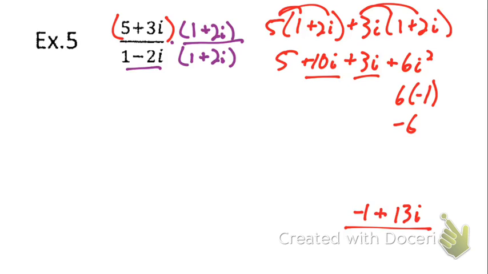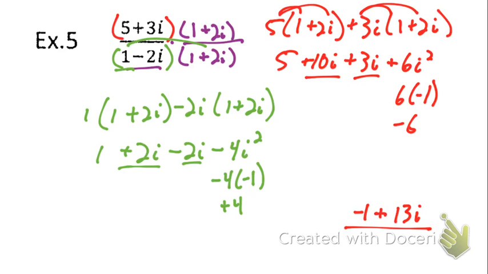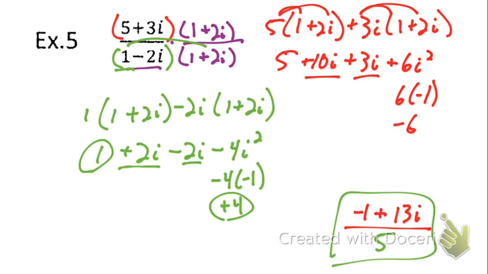My denominator is going to be in green. I'm going to have 1 times all this, 1 plus 2i. And then I'll have minus 2i times 1 plus 2i. So I get 1 plus 2i minus 2i, and then minus 4i squared. These two go away like we wanted. This is negative 4 times, instead of i squared, negative 1. So it's plus 4, 1 plus 4, 5.